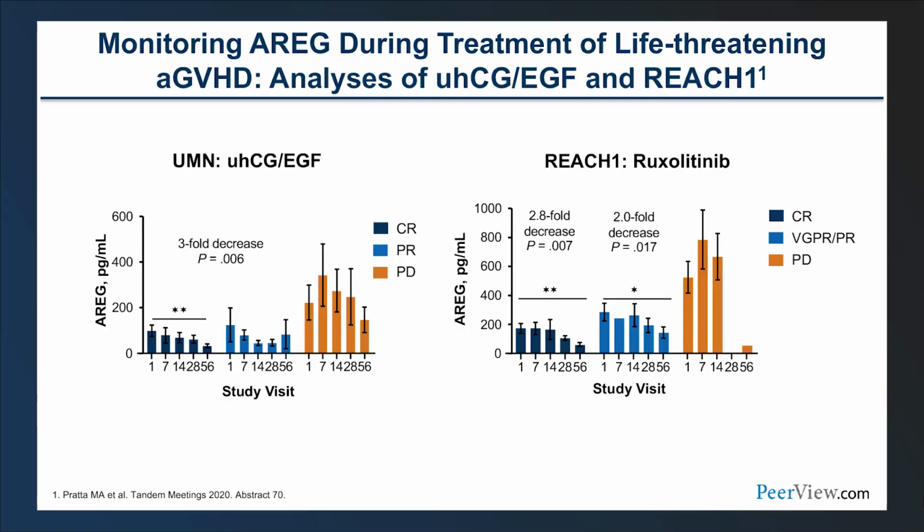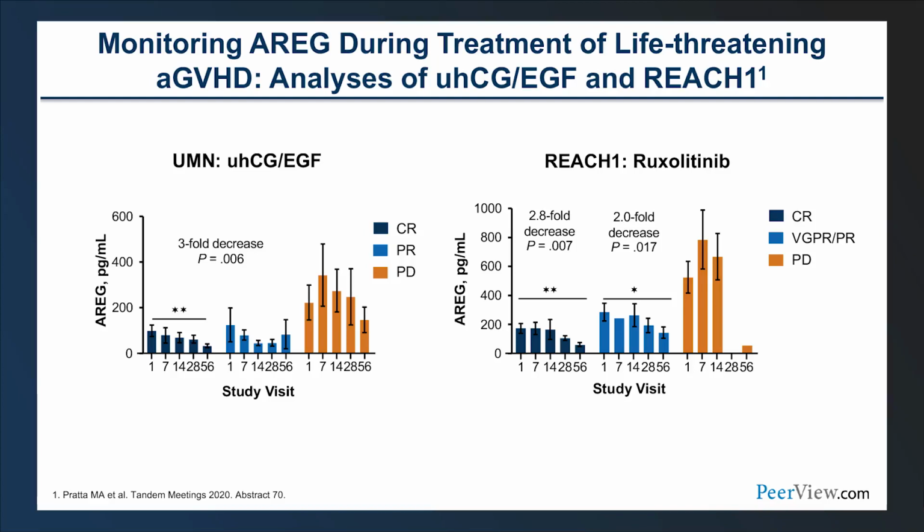Now, how do we monitor such patients? We also presented this earlier today using samples collected during our University of Minnesota study using human chorionic gonadotropin, as well as blood samples on that REACH1 study. We've observed that we can monitor using amphoregulin. Amphoregulin is a biomarker that really decreases over time, more so than other biomarkers tested.